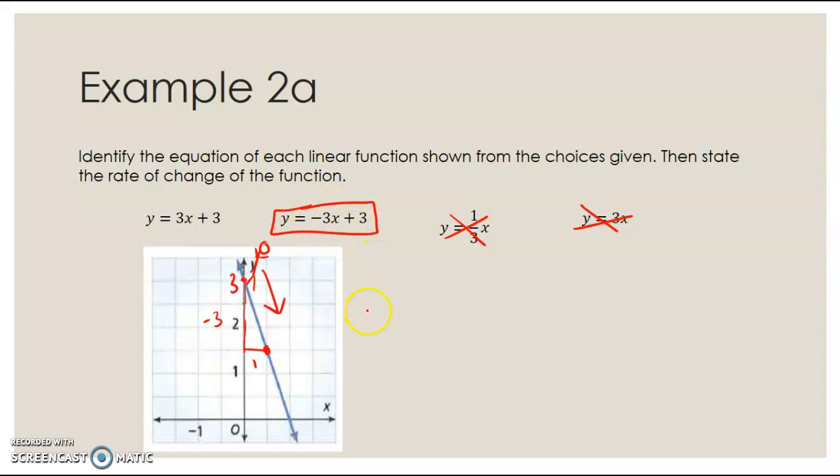And then it says state the rate of change. So our rate of change for this function is going to be negative 3. And it's not negative 3x, it is just the coefficient. So our rate of change is negative 3.